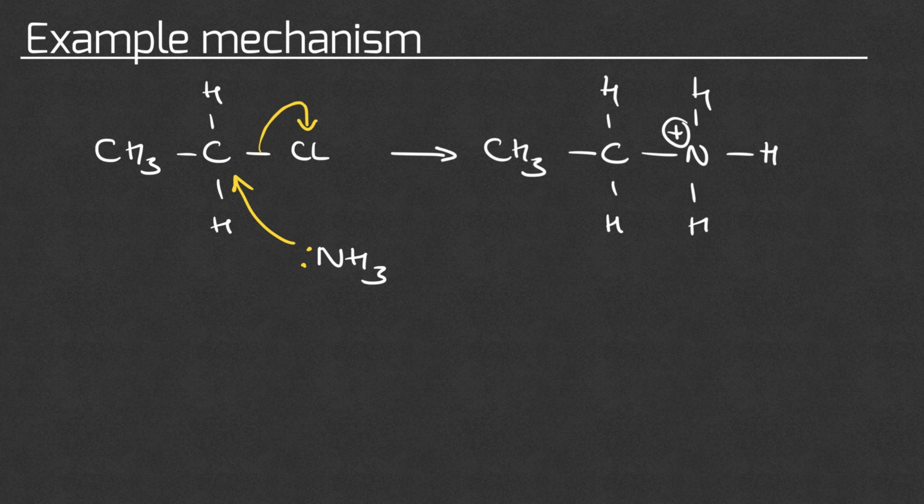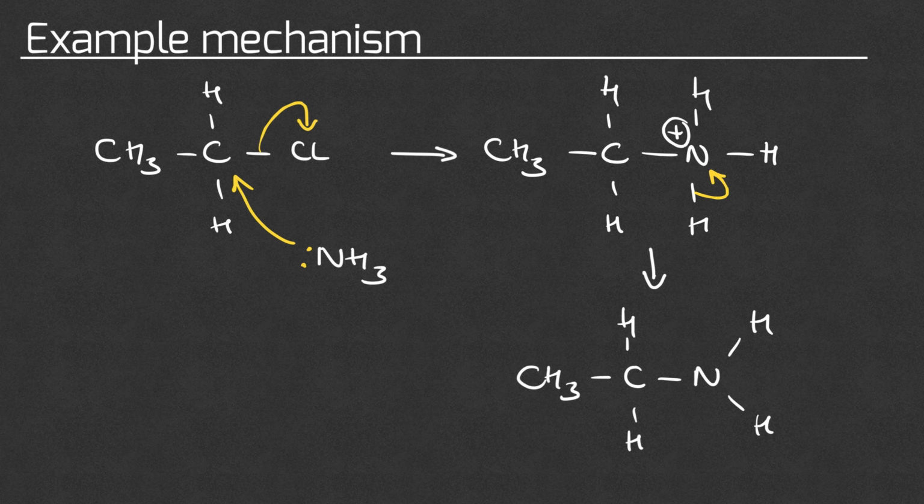This will produce the following intermediate structure, noting the nitrogen has got a positive charge, as it now has one more bond than it started off with. The final step of the mechanism being the loss of a hydrogen, with the arrow going from the NH bond to the nitrogen. And this will produce our desired amine product.